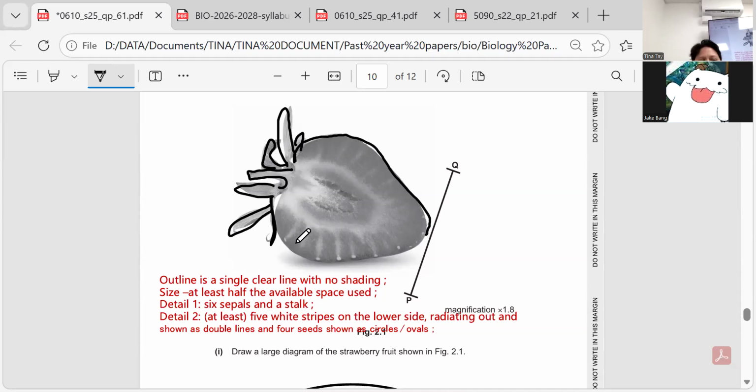All right. At least 5 white stripes at the lower side, radiating out. That means here you must draw here like that. Out. The lines. It's just lines like this. Get it or not? Okay. Shown as a double line. Do you know what that means? You cannot draw like that. It is shown as a double line.